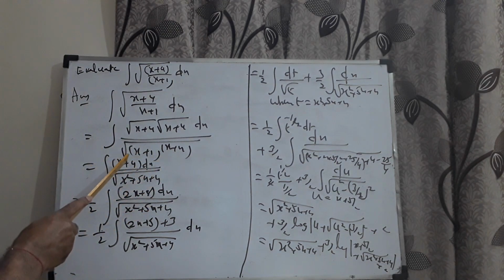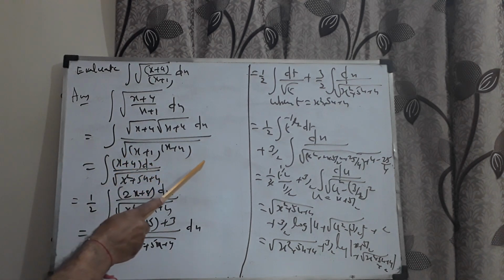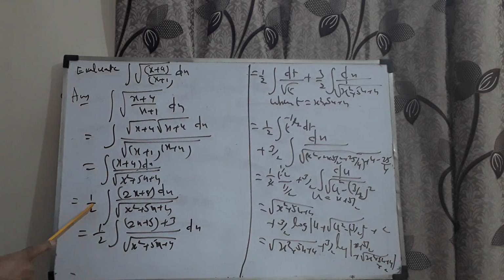Now, practically speaking, I should write x plus 4 is equal to a into d by dx of x square plus 5x plus 4 plus b. Instead, I'll multiply and divide by 2. It becomes 2x plus 8 into half. See here, 2 by 2 is x, 8 by 2 is 4. This 8 can be written as 5 plus 3.